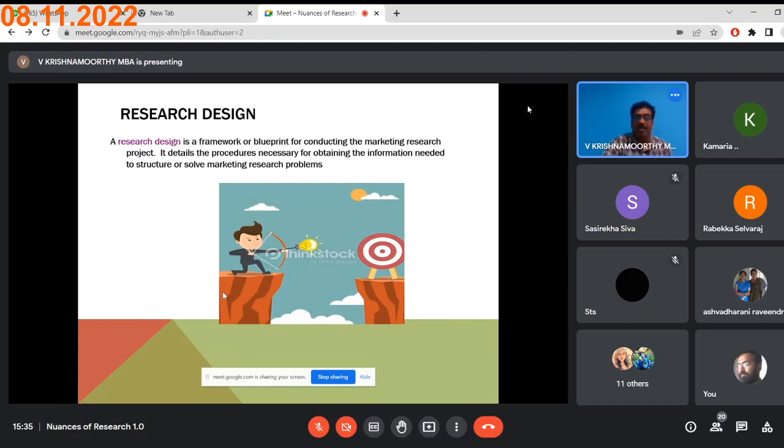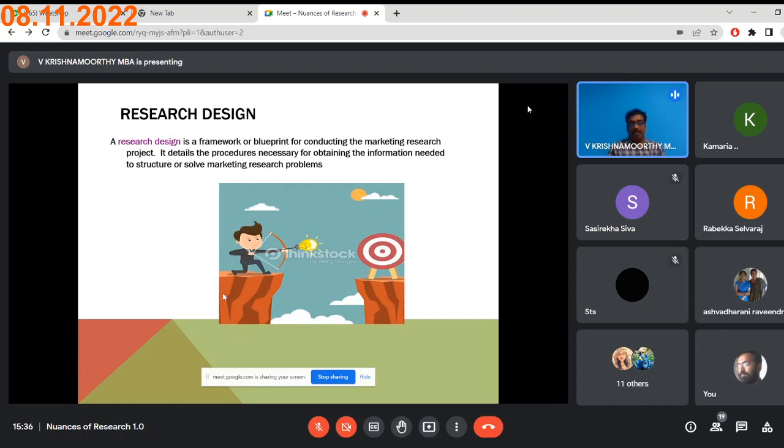First stage over. Before discussing the next stage, that is review of literature, I would like to discuss research design. What is research design? Research design is nothing but a blueprint for the entire research. Before constructing a home, we will prepare a blueprint. Then we will construct the house.